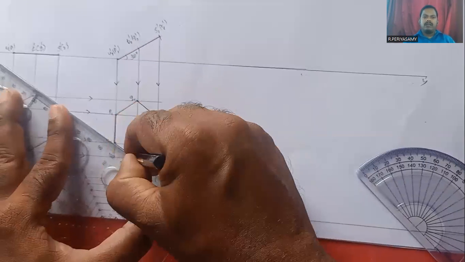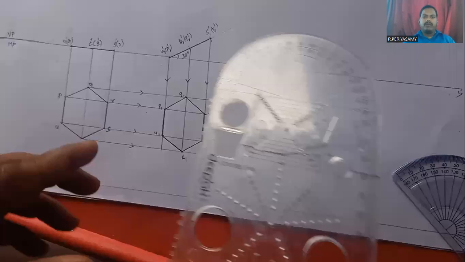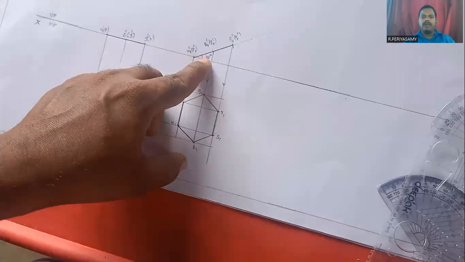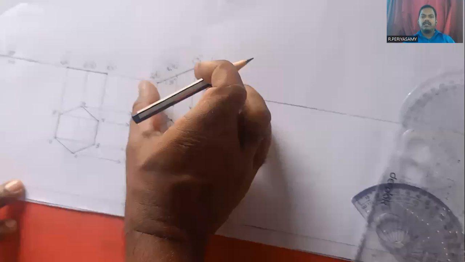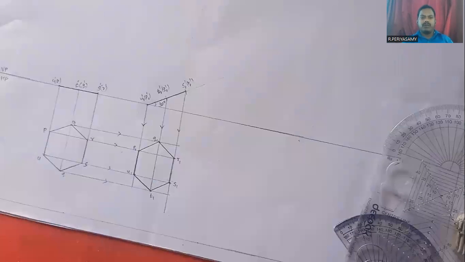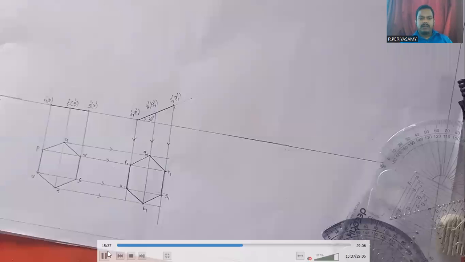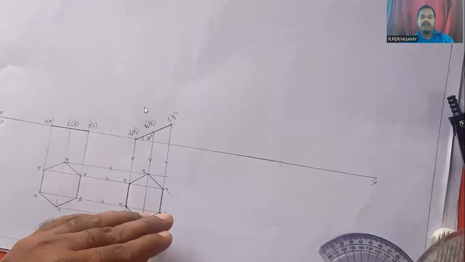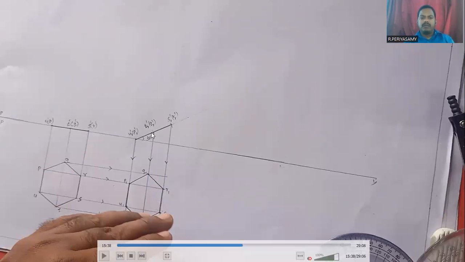Now we have to find, when the hexagonal plate is inclined at 45 degrees to the VP, what its top view and front view projections are, and draw them. This is when the hexagonal plate is inclined at 30 degrees to the HP. This is its front view projection. This is its top view projection.